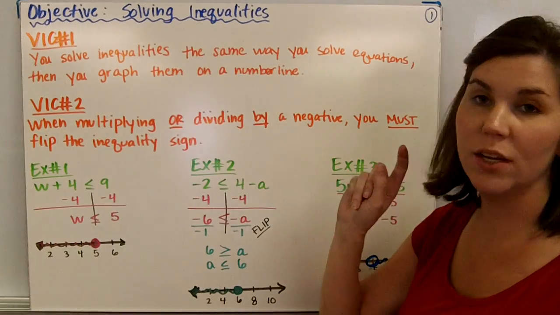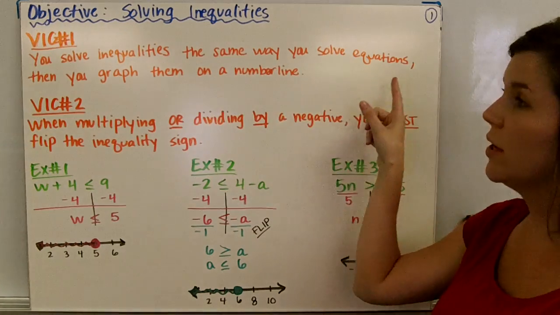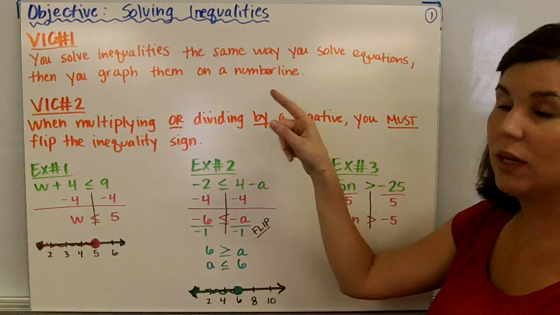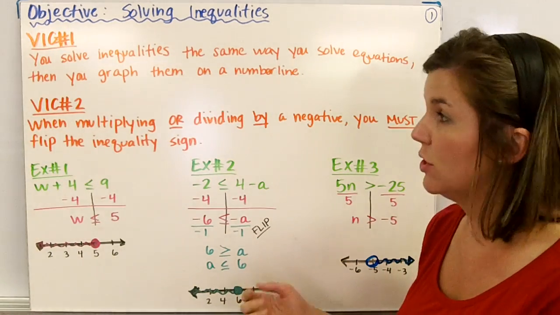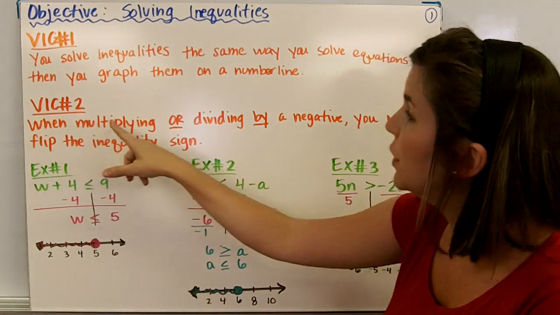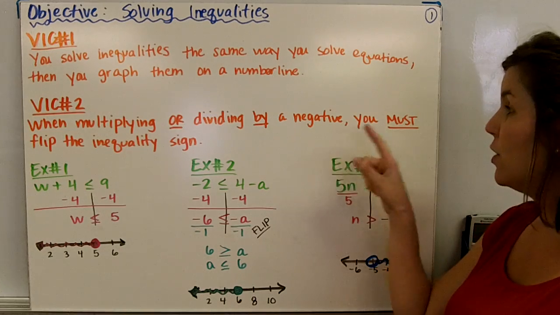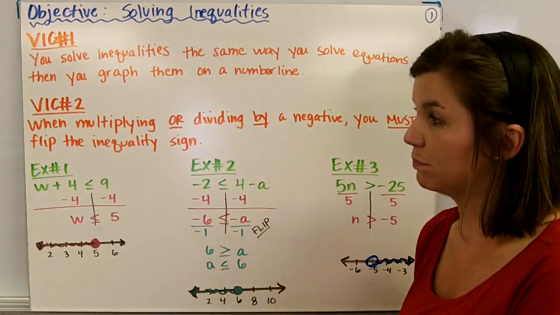Objective: solving inequalities. Vic number 1: you solve inequalities the same way you solve equations. Then you graph them on a number line. So oftentimes the problem will say, now graph your solution. Vic number 2: when multiplying or dividing by a negative, you must flip the inequality sign.